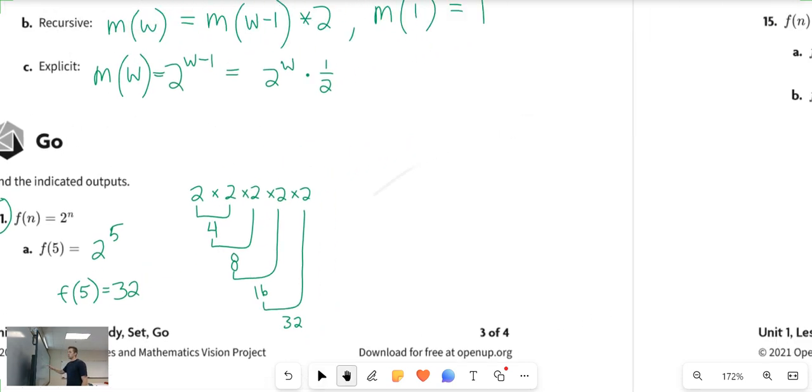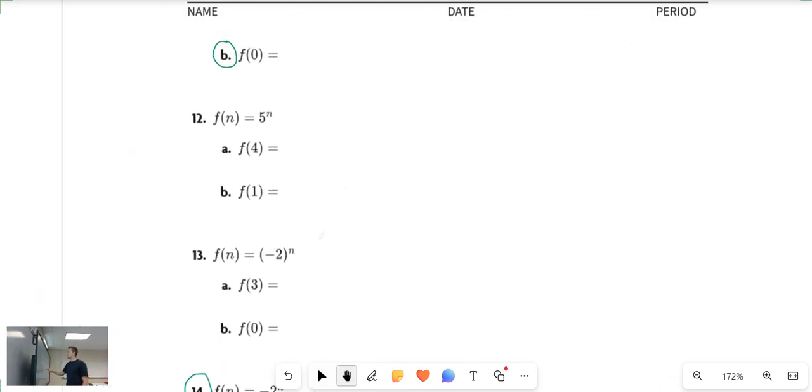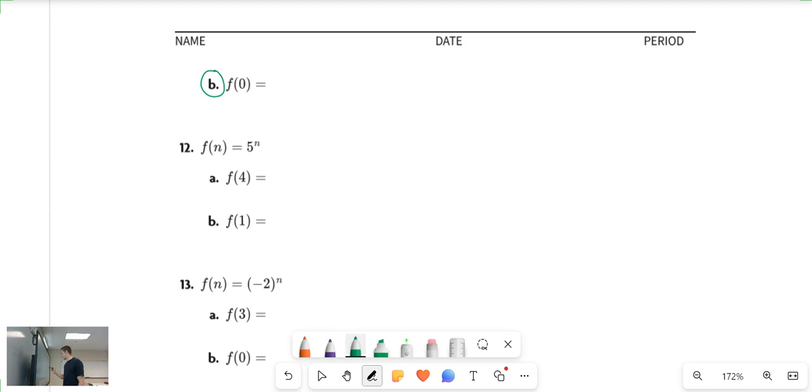All right, now we're moving on. We're still using 2 to the n, so let's write that down first. F of n equals 2 to the n. All right, and now we have f of 0. So f of 0 really means we're doing 2 to the 0. So what happens if we take 2 and multiply it by itself 0 times? Or basically we have no 2's multiplied by anything.